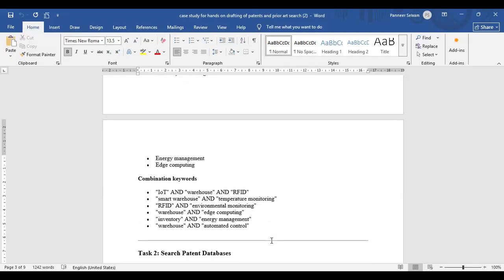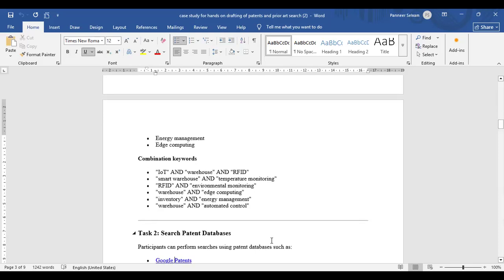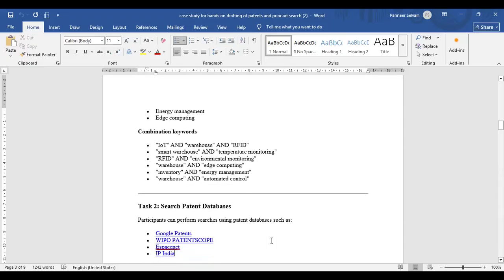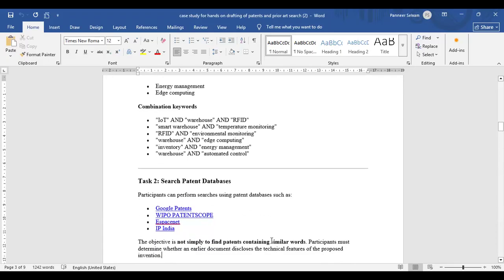The purpose of the search is not simply to locate documents containing similar words. The real objective is to determine whether earlier patent documents disclose the technical features and relationships of the proposed invention. For this exercise, the participants may use patent databases such as Google Patents, WIPO PatentScope, European patent databases, and IP India. The next exercise is prior art analysis.